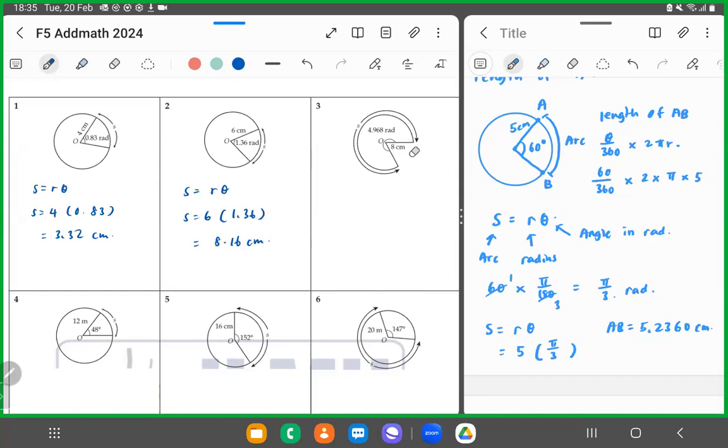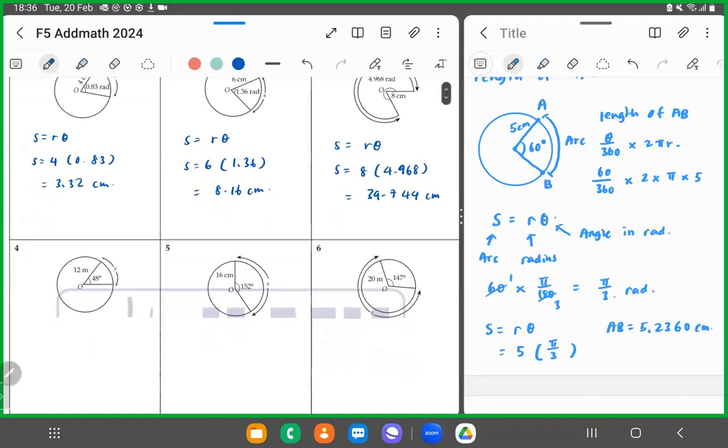Then for the third one, the radius is 8, and you have the angle here already. So S equals R theta, S equals 8 times 4.968. So you will get 39.744 cm.